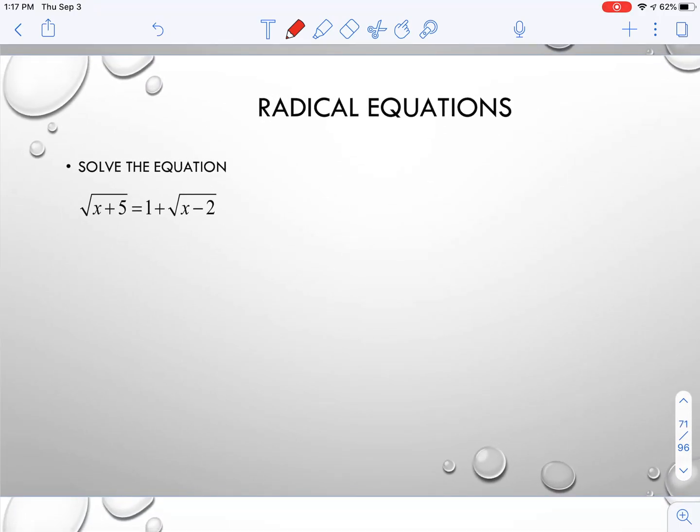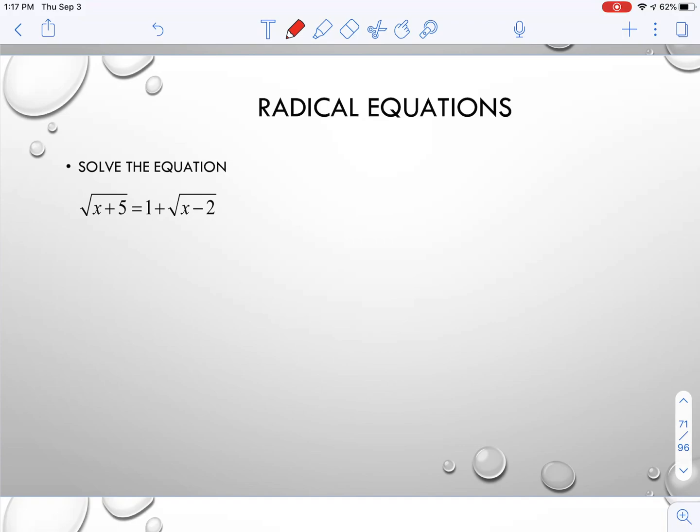So let's take a look at the next one. I have the square root of x plus 5 equals 1 plus the square root of x minus 2. Now here I have two radicals. And again, it doesn't matter which radical I try to eliminate first. I already have one that is isolated and by itself, so I'm going to eliminate that one.